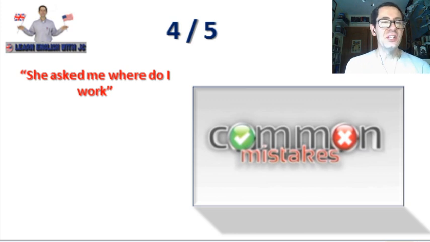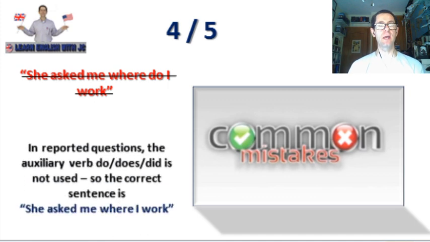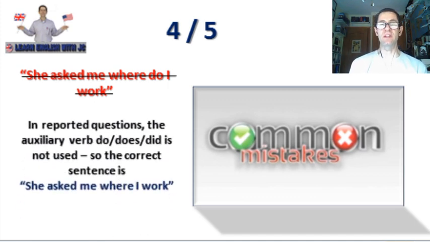Yes, another one. She asked me, where do I work? That is incorrect. That is not properly said. So why not? Because it's a reported speech sentence. So in reported questions, the auxiliary verb do, does, or did, either one of the three, are not used. So the correct sentence is, she asked me where I work. So you don't need the auxiliary do in this case.